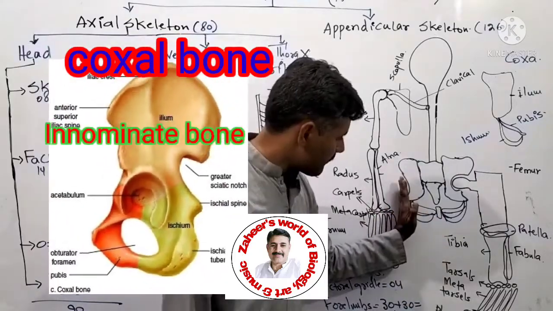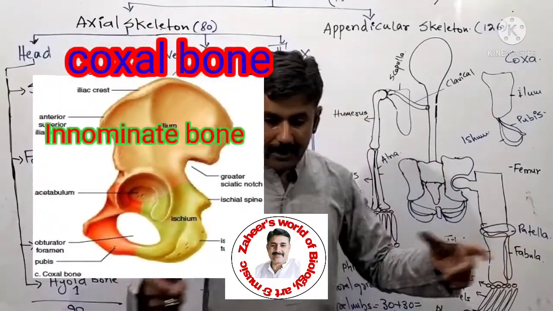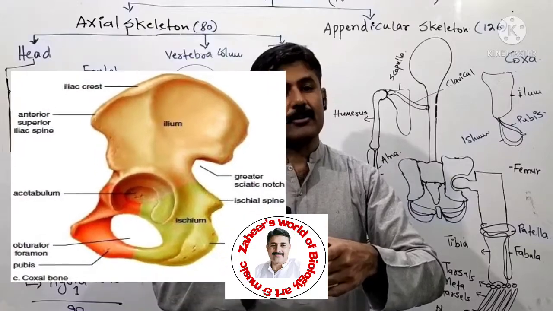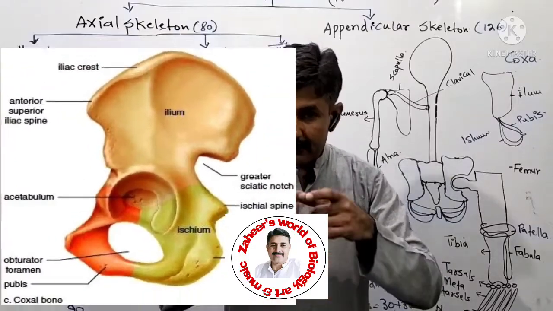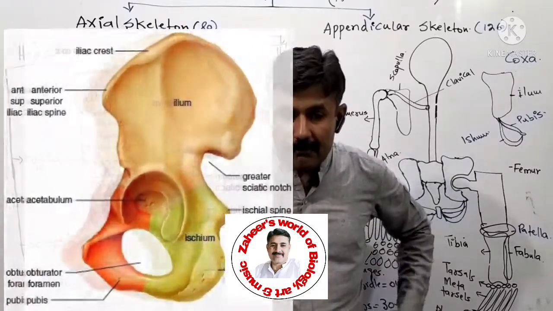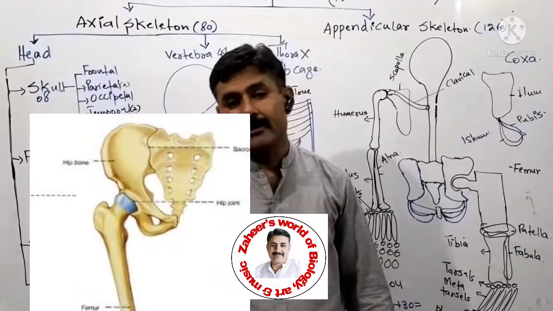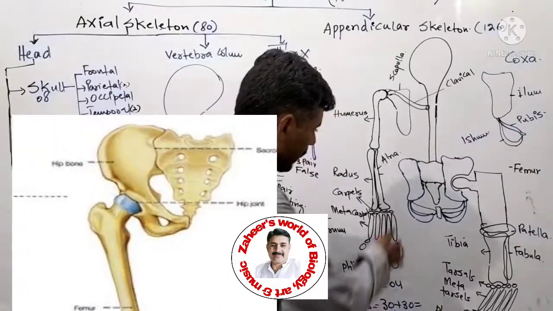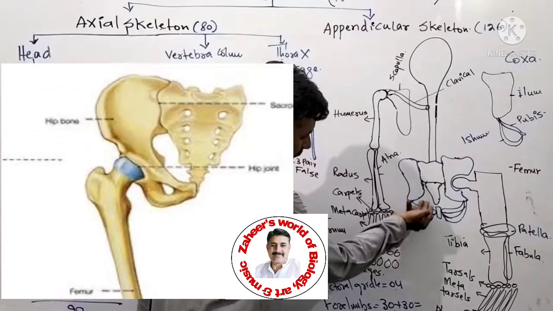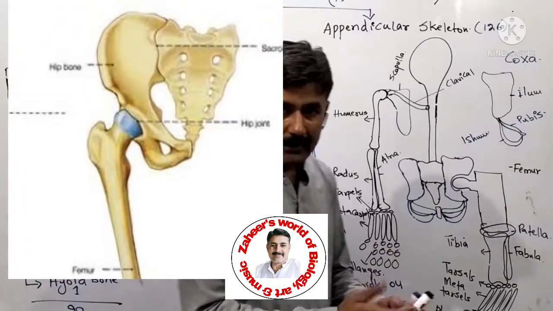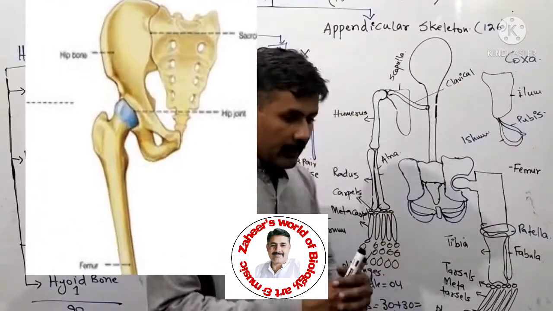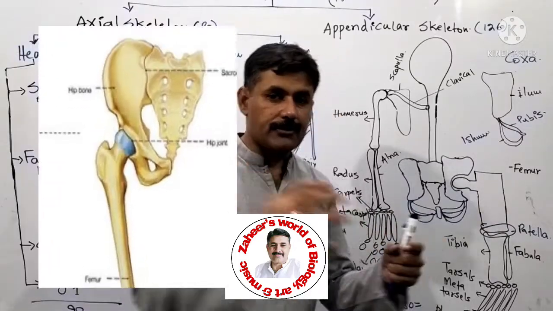And the coxa from one side and the coxa from the other side make a girdle, and that girdle is the pelvic girdle. And this pelvic girdle gives attachment to our hind limbs. At a joint, the ilium, ischium and pubis join with each other. Here, the hind limb attaches to the ilium.